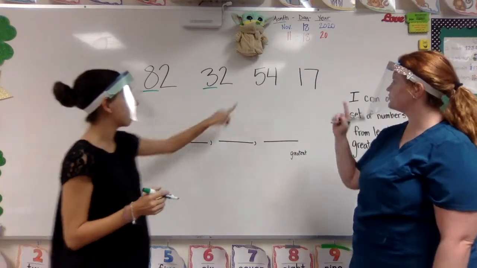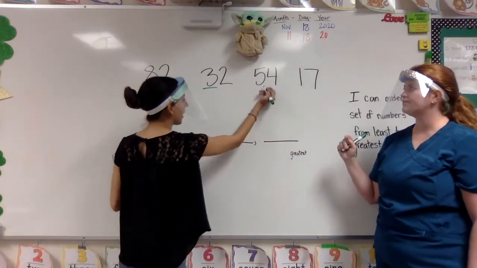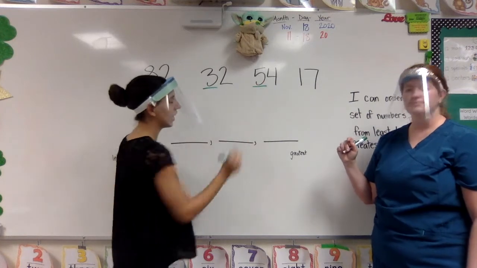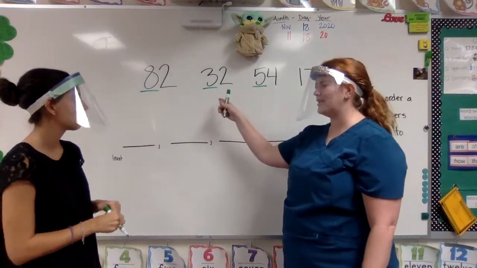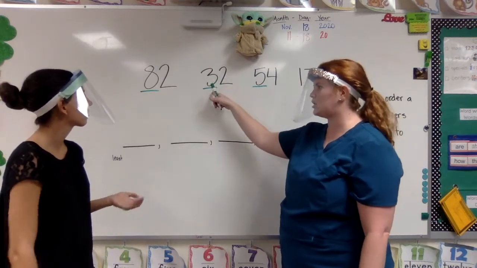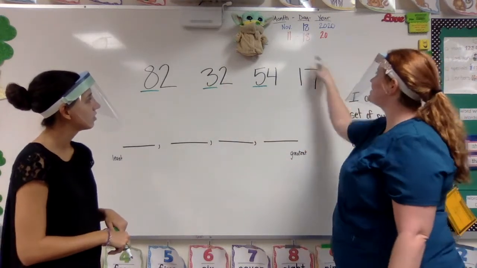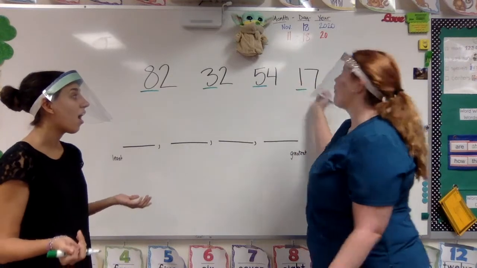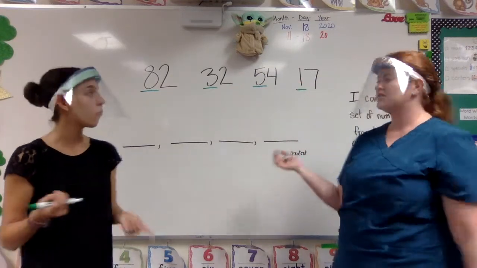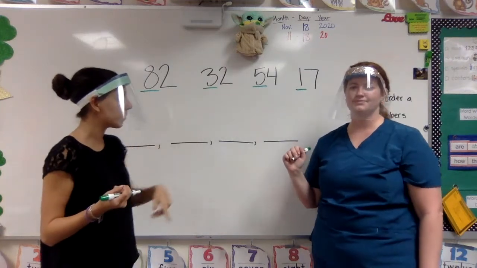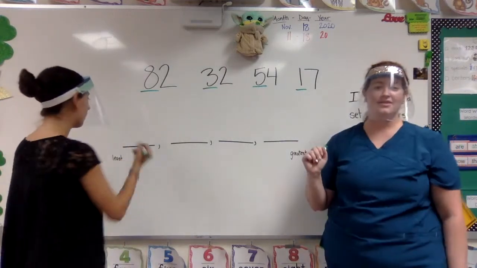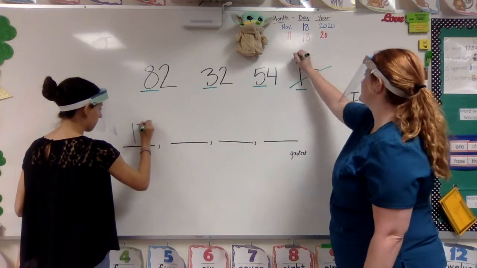Well, next we have 54, and I know that the 5 is in the tens place. Okay, well, 5 is greater than 3, so this is a smaller number. Oh, but I have a 17 right here, and it has 1 ten. Well, 1 is definitely less than 3. And so that would be the smallest number. That's right. So 17 is our least number.